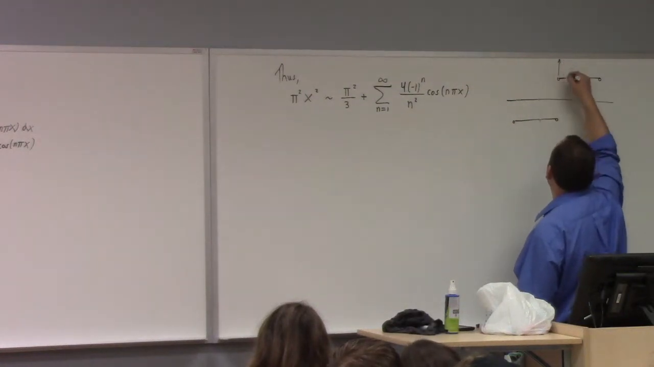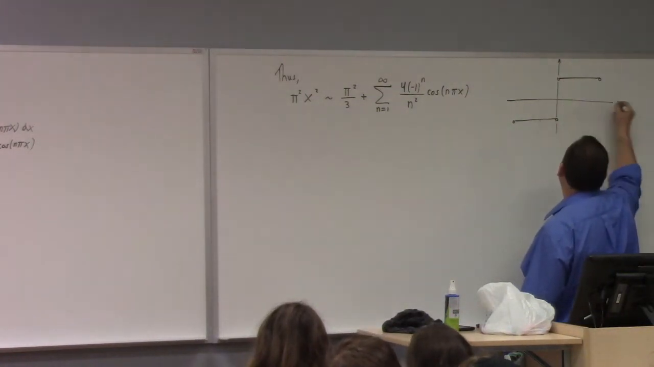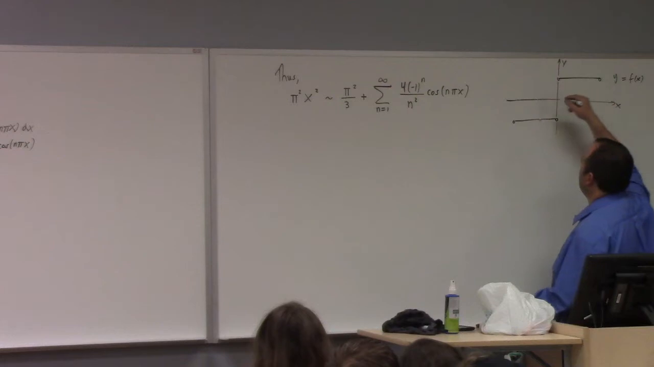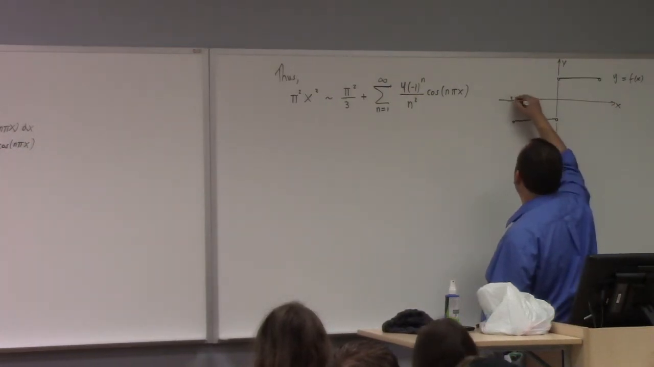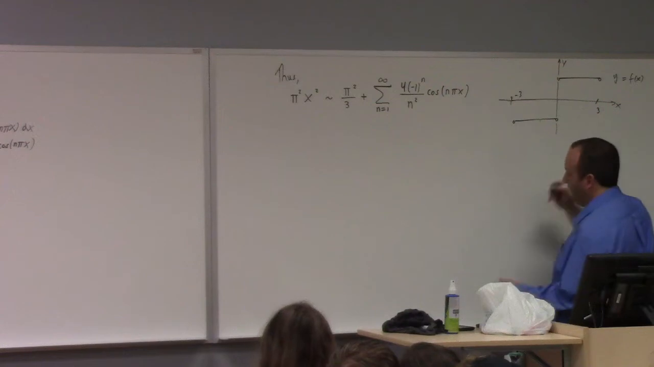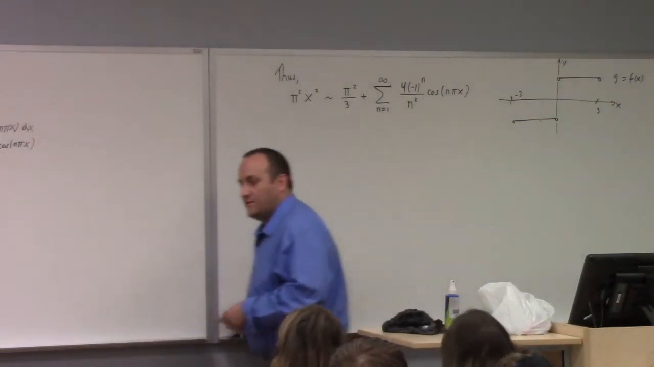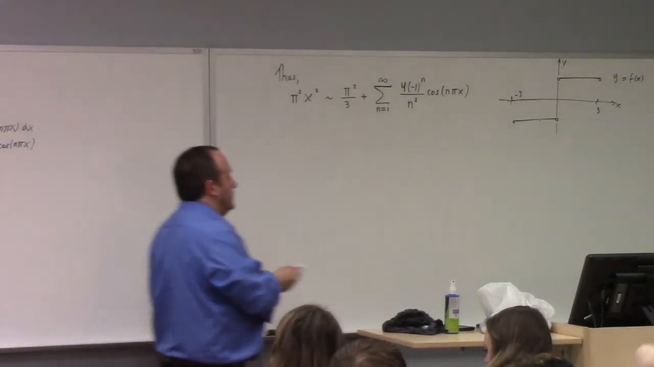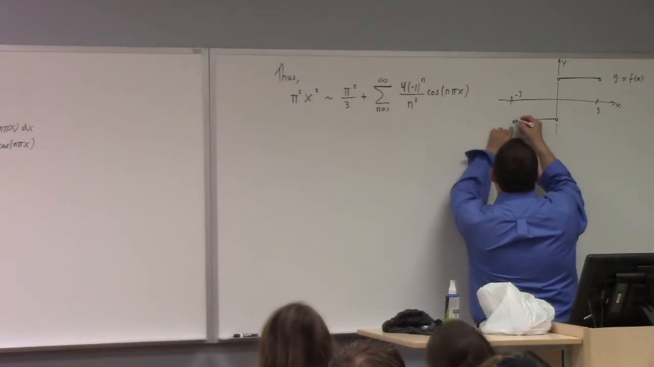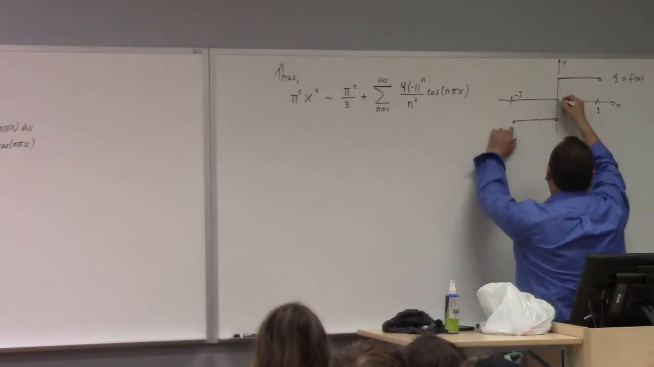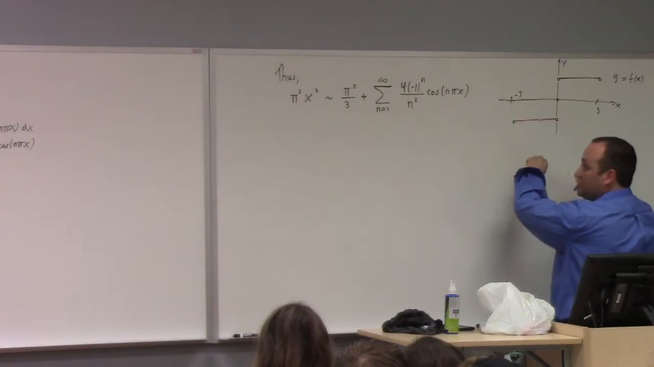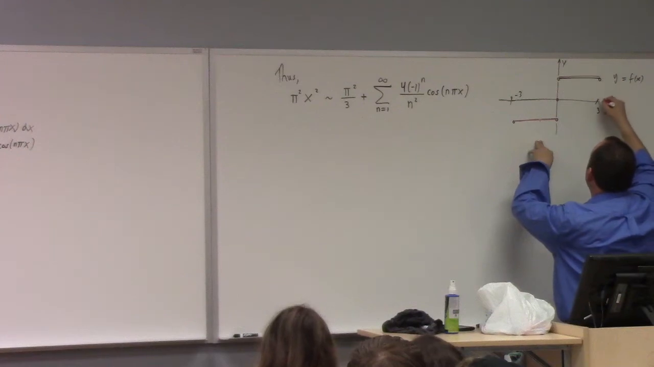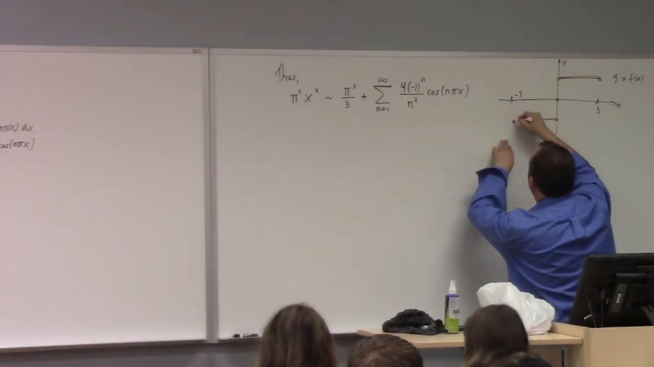If you were doing this, if this was your f of x, if f of x was given, say, on minus 3 to 3, something like that, what the Fourier series will look like for that function is, it looks like f most places. But the Fourier series will take the value of the average of the function at jump points. So like at this jump point, it's going to be there. It's going to be there.